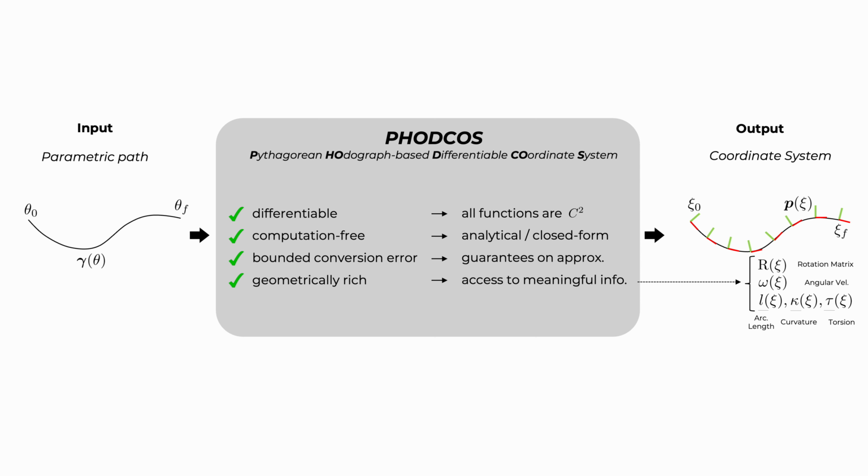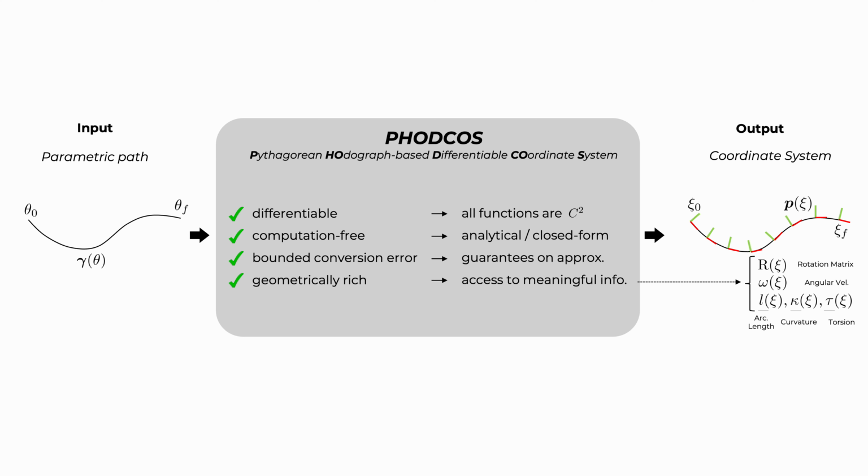Fourth, the coordinate system is geometrically rich in the sense that beyond providing the coordinate system itself, we provide additional information that also might be useful for navigation. For example, we provide the arc length, the curvature, the torsion, and many other geometrically meaningful functions as closed-form solutions, which can be, as I said, very interesting when designing navigation or decision-making algorithms.